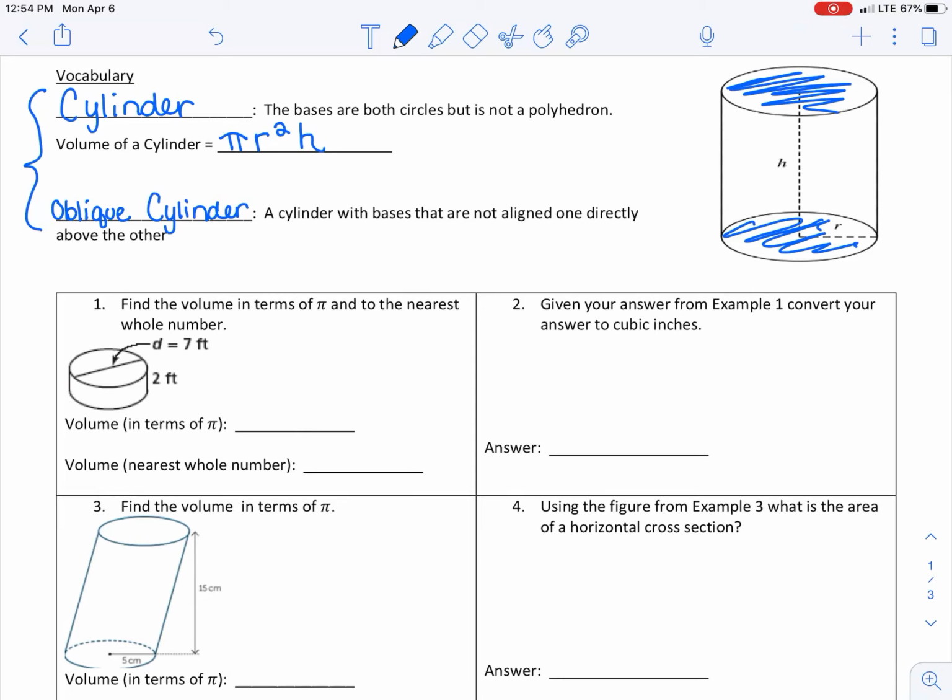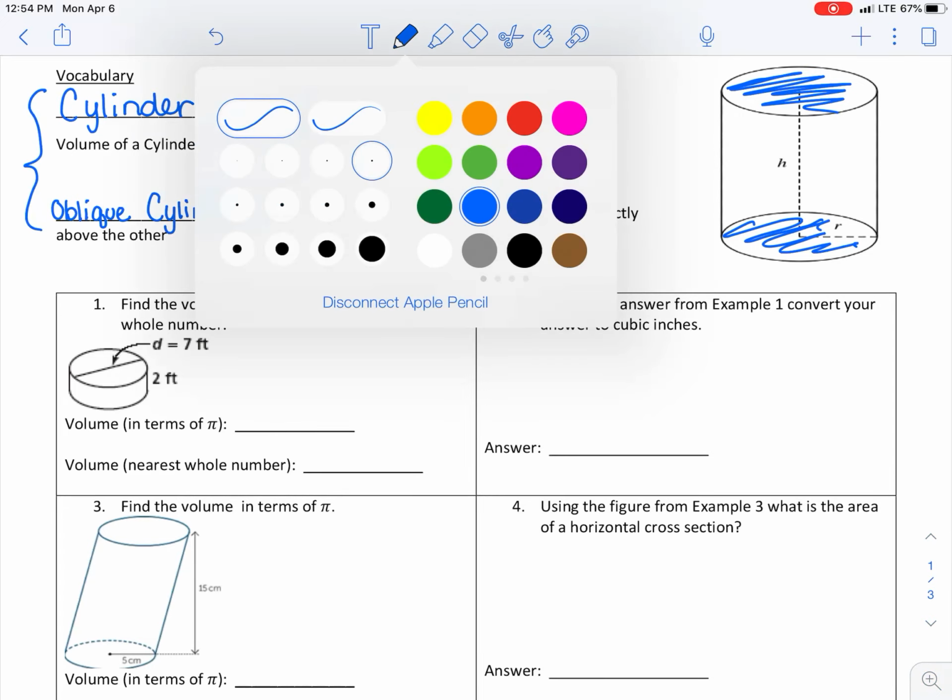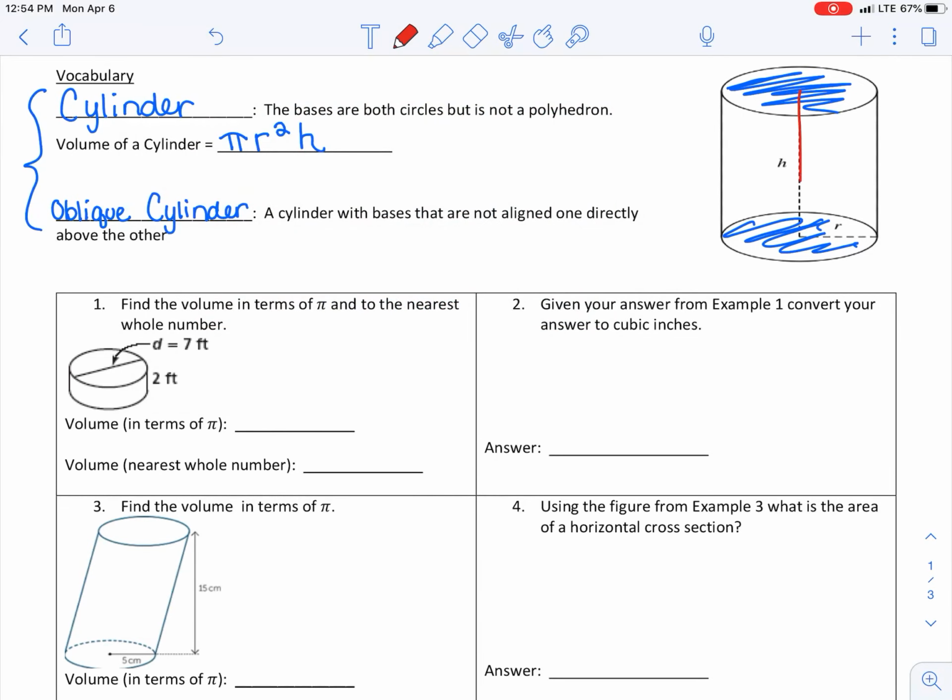So the volume of a cylinder is pi r squared times the height. You're basically taking the area of the base, so the area of the circle, and you're multiplying it by the height of the entire cylinder. So if we look over here, we have the height and we have the radius of our circle, which if you remember correctly, is half the diameter. So that's half the distance from one side of your circle to the other, as long as it's going through the center.